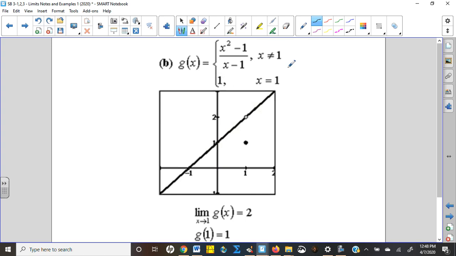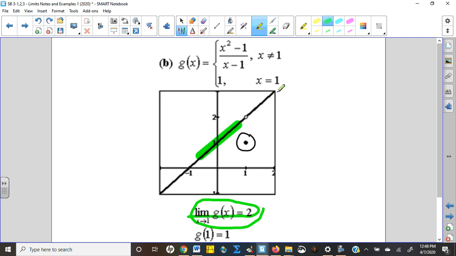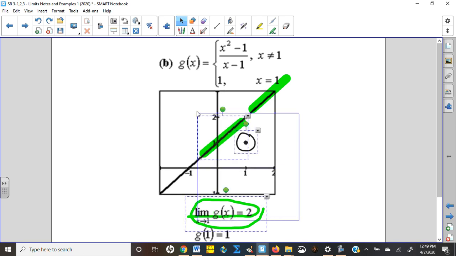But they want you to see that even when the y value is different than the height we're approaching, the limit still exists. Okay, notice that the limit is still 2 because our graph is still getting closer and closer to a height of 2. Limits don't care about what's there. They only care about what value you're approaching. Okay, big concept.